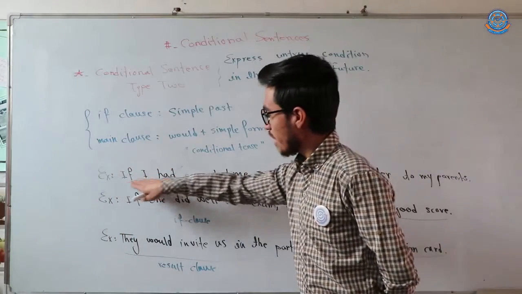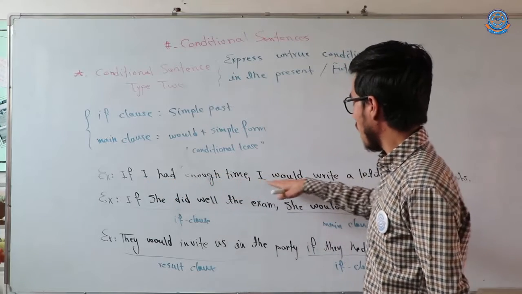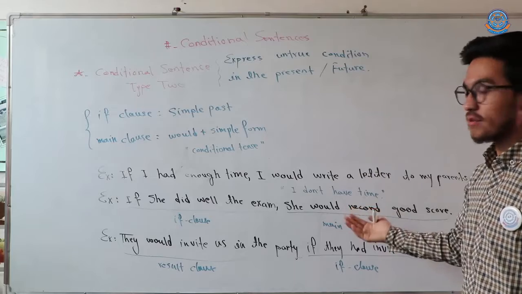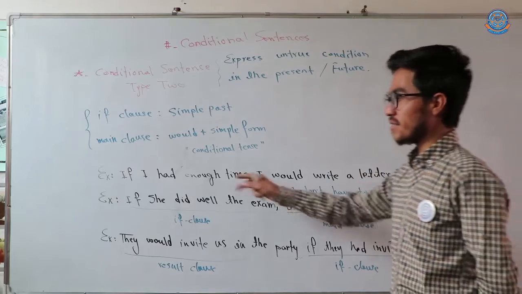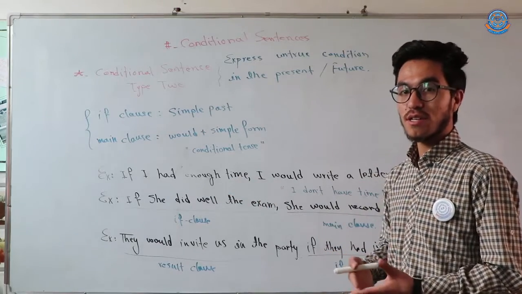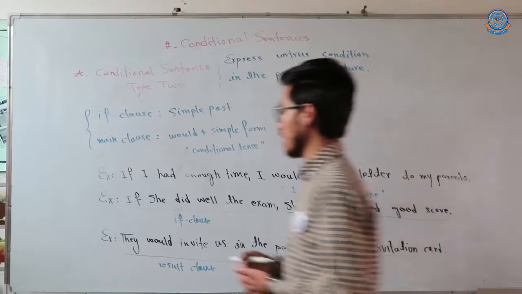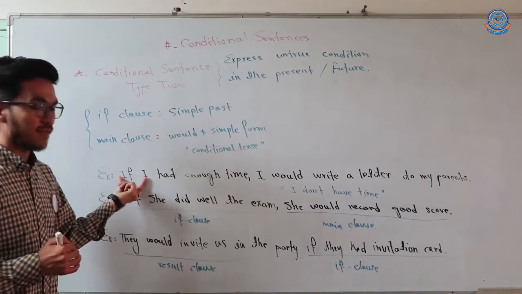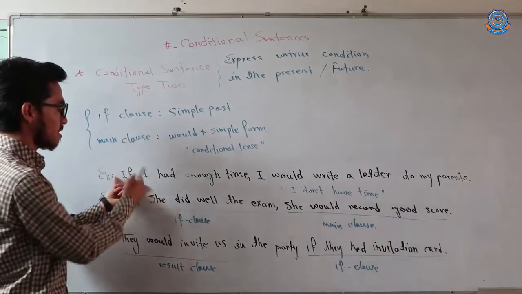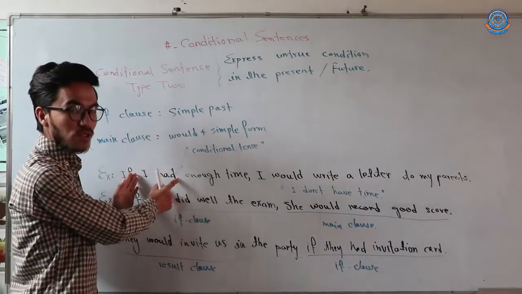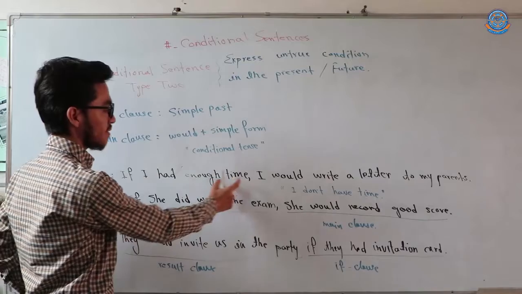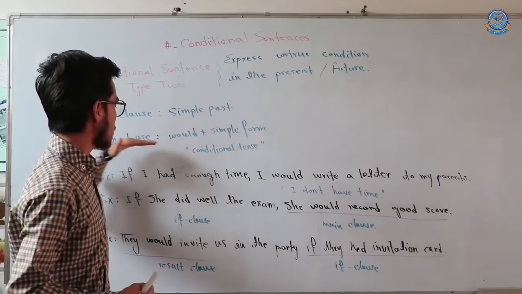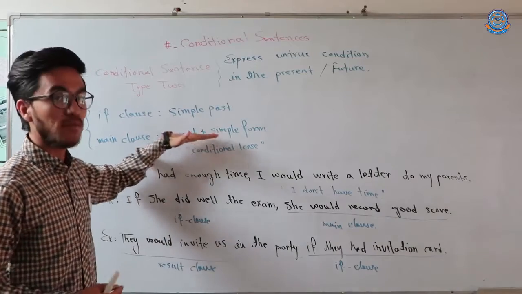So, if I had enough time, I would write a letter to my parents. This is the example of conditional sentence type 2. As you can see here, the first part, if I had enough time, is the if clause. This "if I had" is talking about past form. If I had enough time, I would write a letter to my parents. The structure in the main clause is would plus simple form.